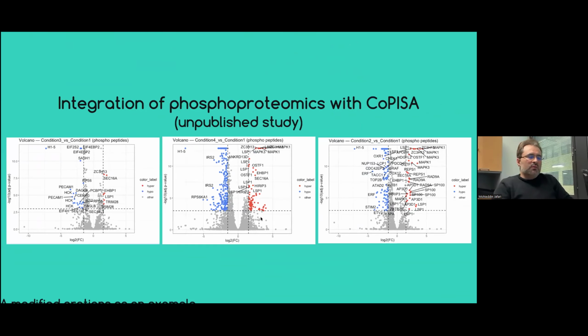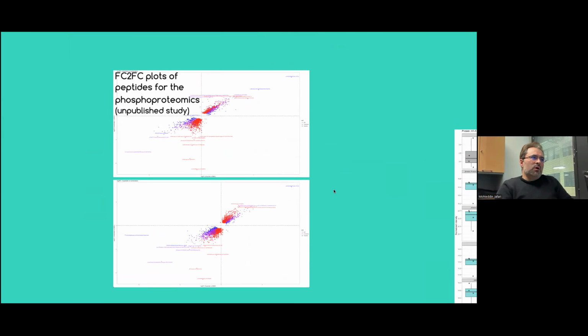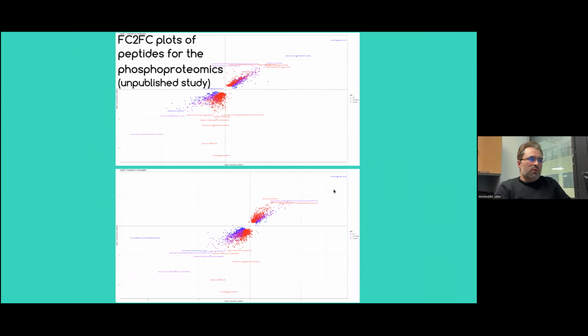In another study that is not published yet, we focus on phosphoproteomics. And here the plot in the middle is related to the combination. At the level of peptides, we analyzed and made sure that there is a different pattern of peptides affected by the combination compared to the single drugs, as you can see in these three volcano plots. And there's also the fold change to fold change plot for the peptide level, and you can see that there are some specific to the combination, the red dots, compared to the single drug.